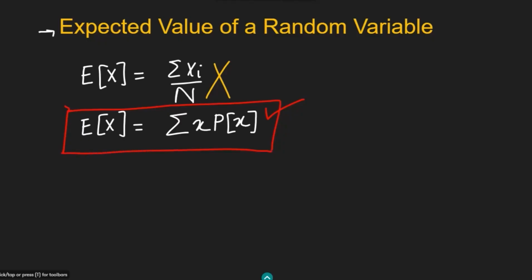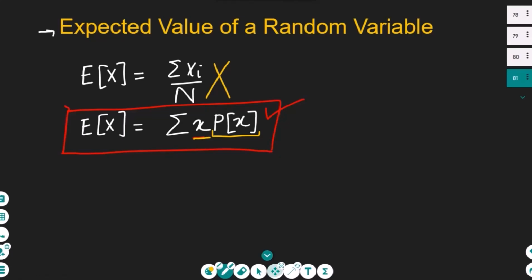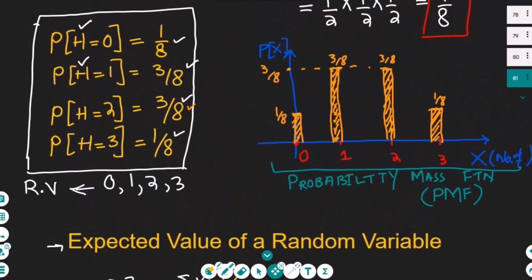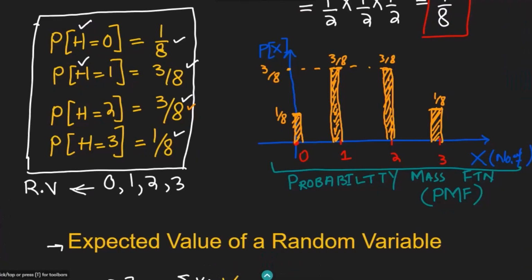Okay, so did I have the values of the random variables? Yes, we had them. And did we have their probabilities? Yes, we had them here as well. So let me move to the previous question here. We can very easily see here that we have these 0, 1, 2, 3.